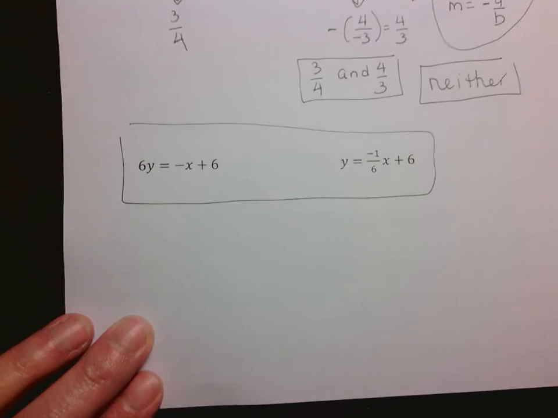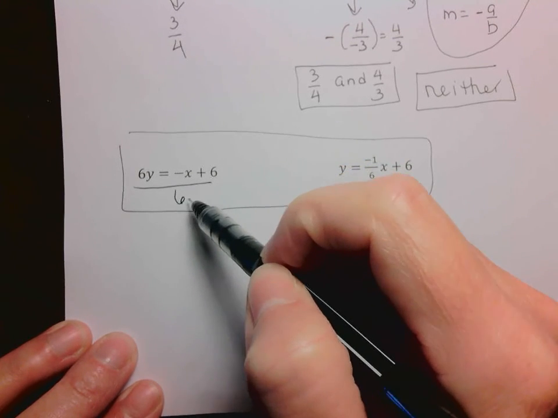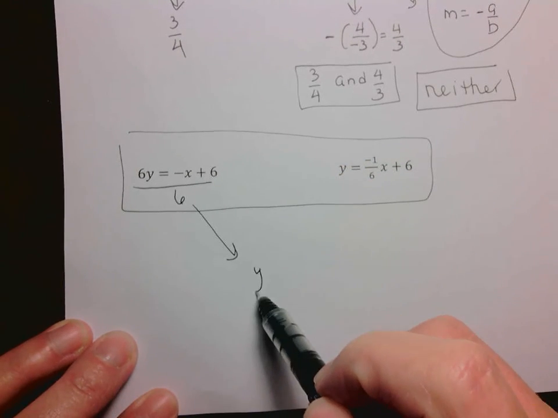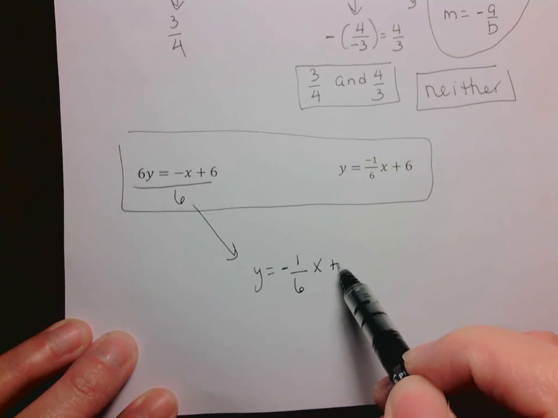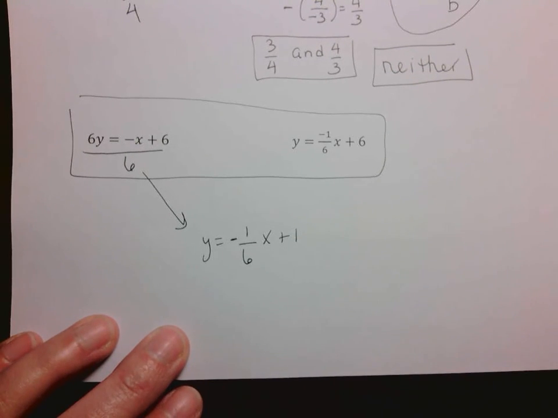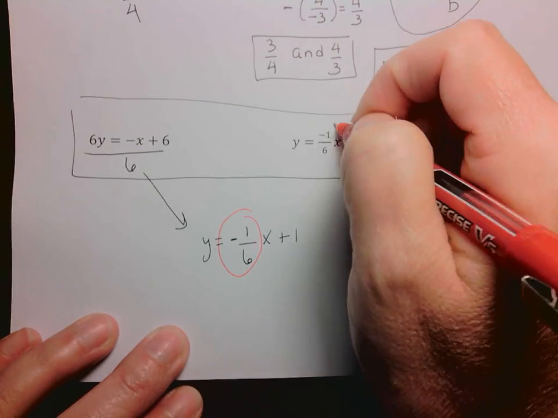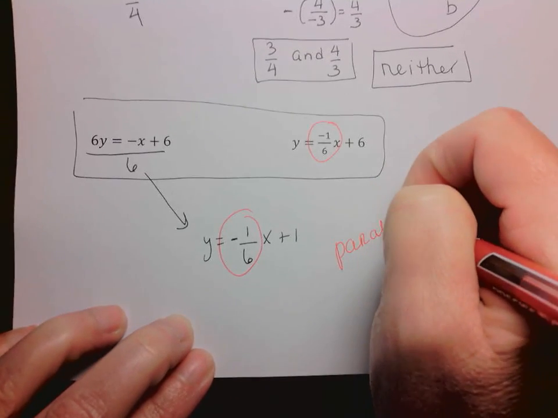Okay, and then this last one, this one's fairly easy. I can just divide everything by 6 so both lines are in the same form, and then I can compare the slopes. And what do I see about their slopes? Their slopes are the same, so these lines are parallel.